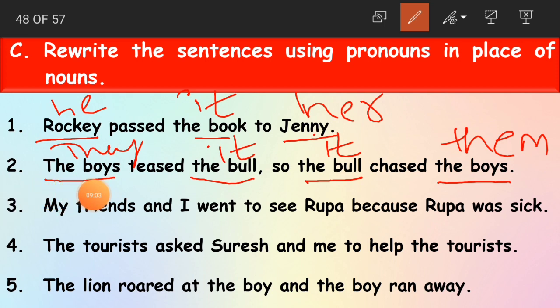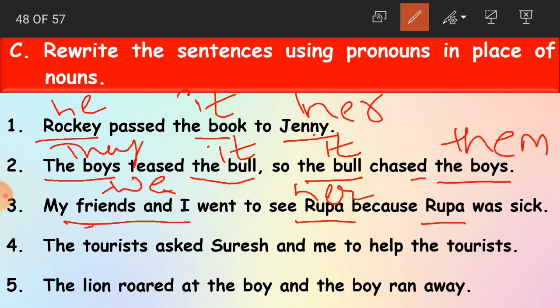My friends and we both went to see Rupa because Rupa was sick. What I am underlining are the nouns, children. That has to be changed into pronouns. You got it now? As I am doing, please copy it in your notebooks. After listening to this class, just do this homework. My friends and I becomes we. Both together become we. We went to see her because she was sick.